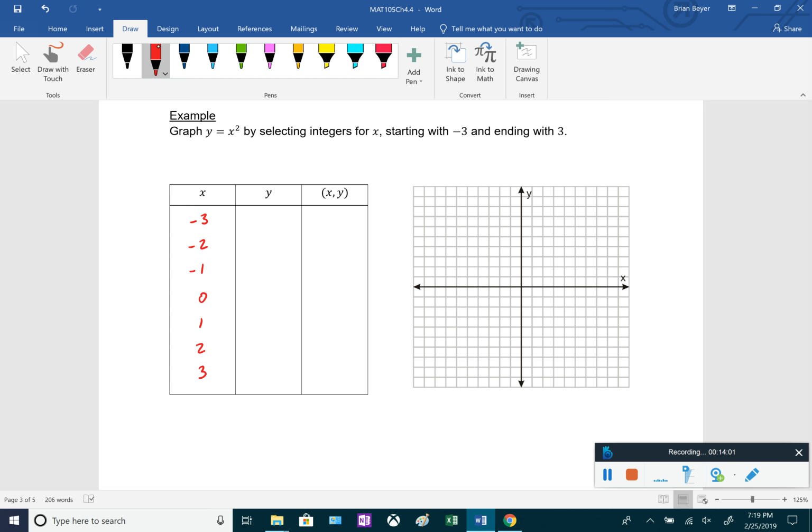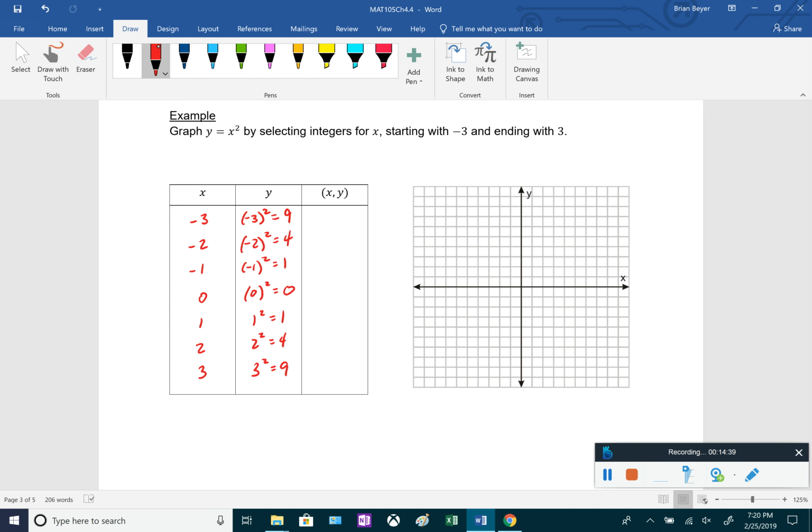So y equals x squared here. It's going to be negative 3 squared. We have to be very careful with the plus or minus signs. That gives us positive 9. Next, we plug in negative 2. Negative 2 squared is positive 4. Negative 1 squared is 1. 0 squared is 0. 1 squared is 1. 2 squared is 4. And 3 squared is 9. Notice how I dropped the parentheses from the number when it was getting squared, because we don't need them when they're positive numbers. But when they're negative, we do.